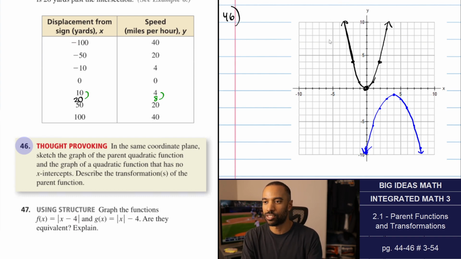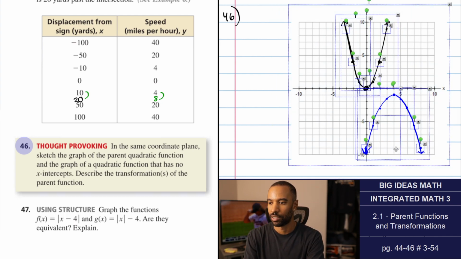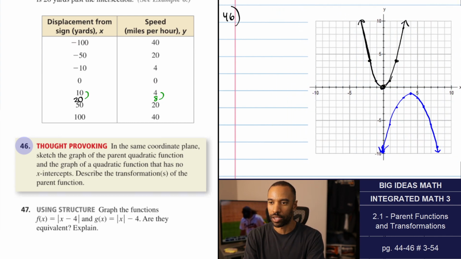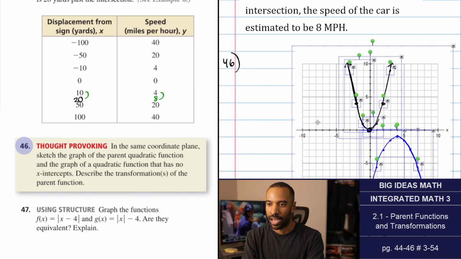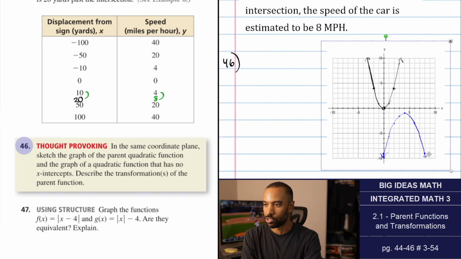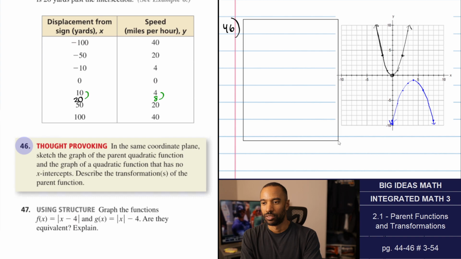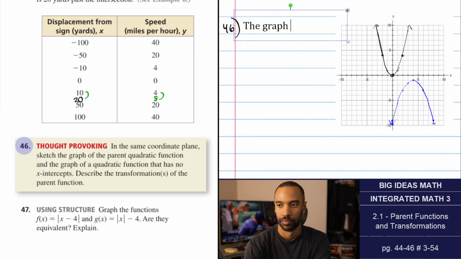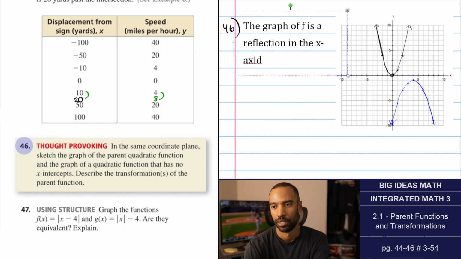So let's move this thing a little bit. It's a little close to my typing that I want to do. Actually, I never shrunk this graph, so I might have to shrink it. Hope we can still see what's there, though. Okay. So, what happened? First of all, it flipped over. The graph of, I'll call it f, is a reflection in the x-axis from the parent function.